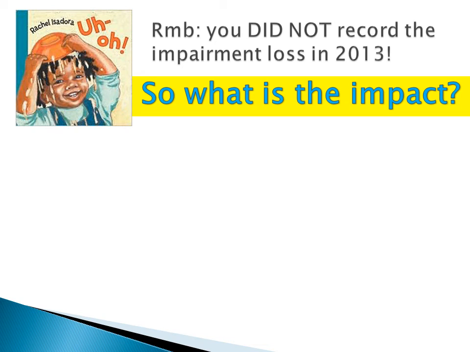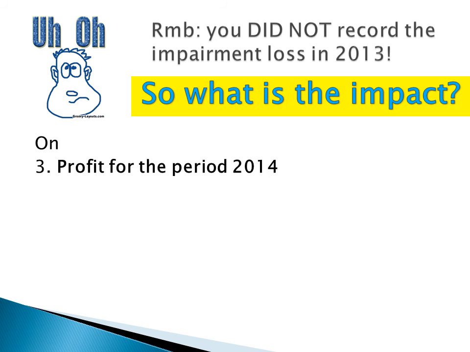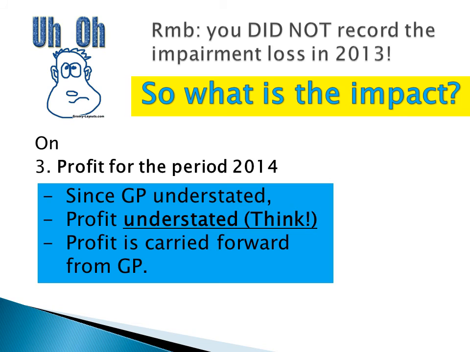So what is the impact on expenses 2014? No, there are no expenses here, right? There's no mention of any impairment loss or anything, so there is no effect on expenses. Then what is the impact on profit for the period 2014? Now what did we say earlier? GP is understated, right? GP is actually carried forward to the profit and loss section in the income statement. And since GP is understated, so will profit be understated. Because I said earlier, profit is carried forward from GP.